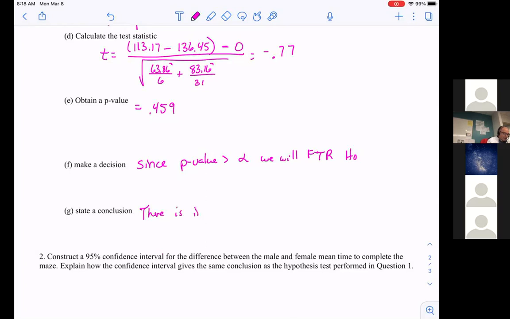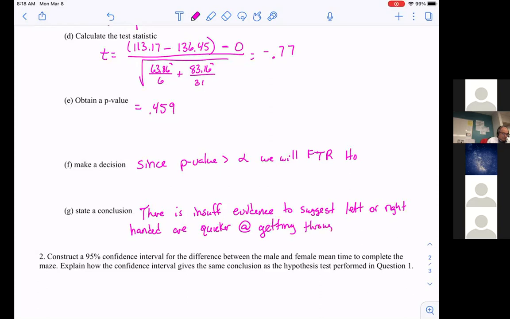There is insufficient evidence to suggest left or right-handed people are quicker at getting through mazes, or that there's a difference in their speed to get through mazes.